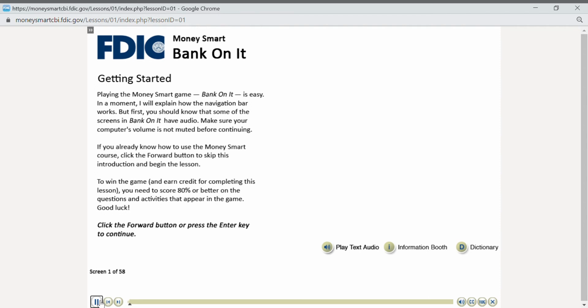Playing the Money Smart game, Bank on It, is easy. In a moment, I will explain how the navigation bar works. But first, you should know that some of the screens in Bank on It have audio. Make sure your computer's volume is not muted before continuing.